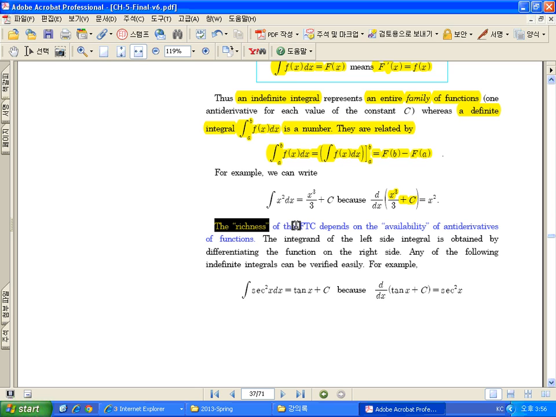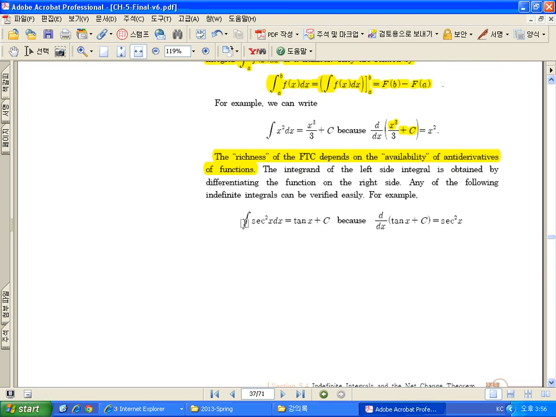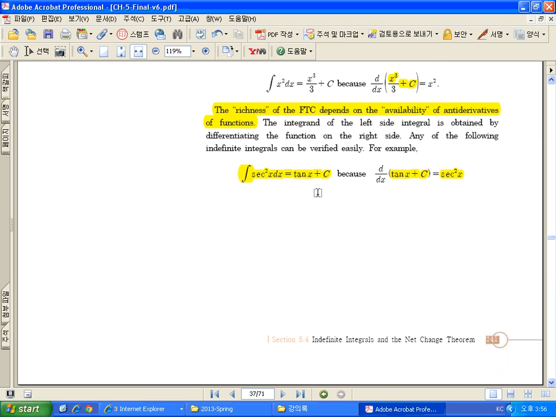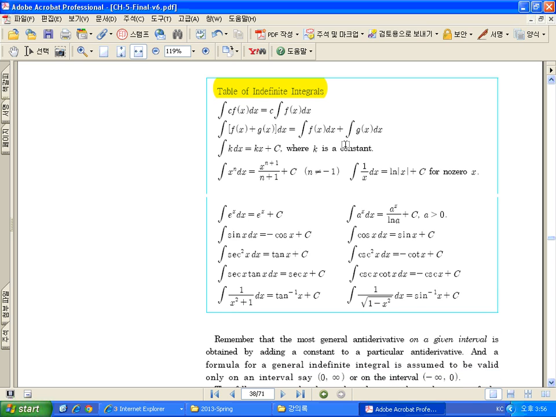The richness of the fundamental theorem of calculus depends on the availability of antiderivatives of functions. For example, the integral of secant squared x dx is tangent x plus c, because the derivative of tangent x is secant squared x. So from those observations, we have the following formulas.